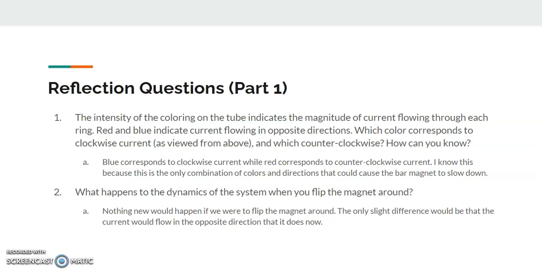I know this because this is the only combination of colors and directions that could cause the bar magnet to slow down. Reflection question number 2 then asks, what happens to the dynamics of the system when you flip the magnet around? Well, nothing new would happen if we were to flip the magnet around. The only slight difference would be that the current would flow in the opposite direction that it does now.